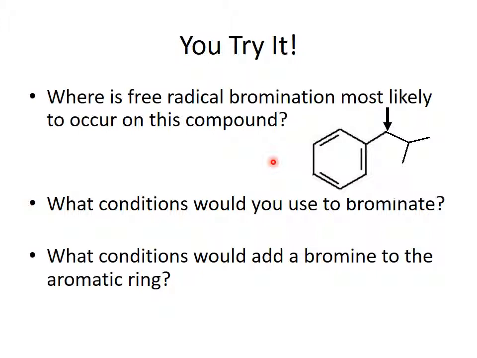What conditions would you use to do free radical bromination? N-bromosuccinimide and light. Why do we use those? Because NBS gives us a low concentration of bromine that gives the selectivity that we want. So what conditions would you use to add bromine to the aromatic ring and not in that position? You would use bromine and iron(III) bromide, and these conditions don't give you free radicals, so you instead have electrophilic bromination.